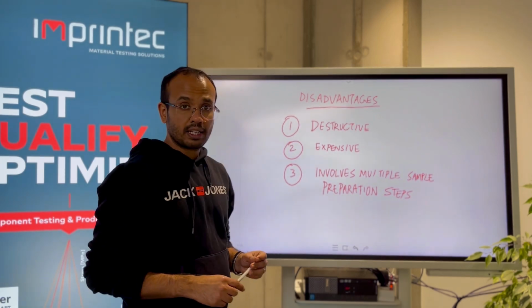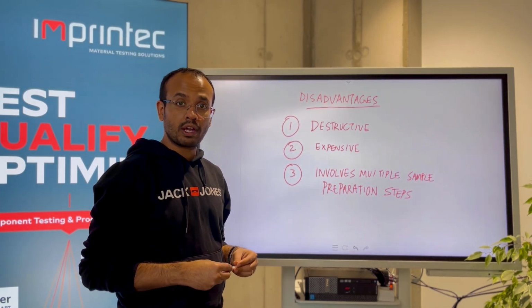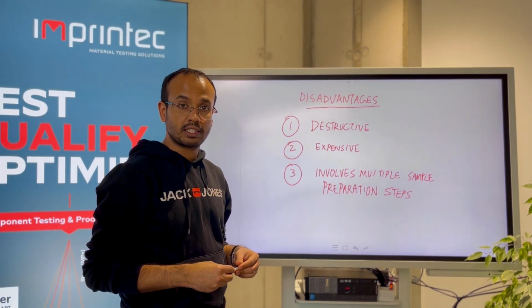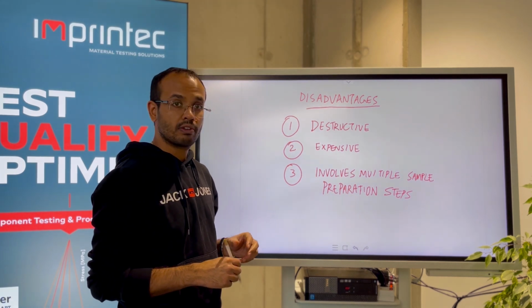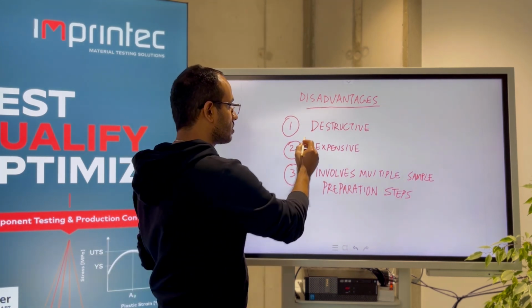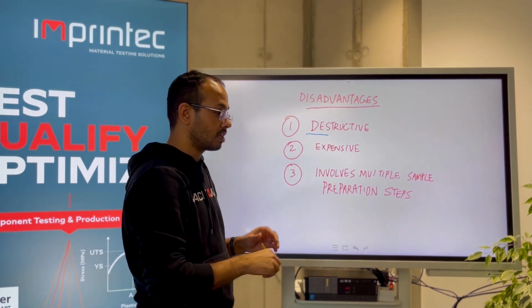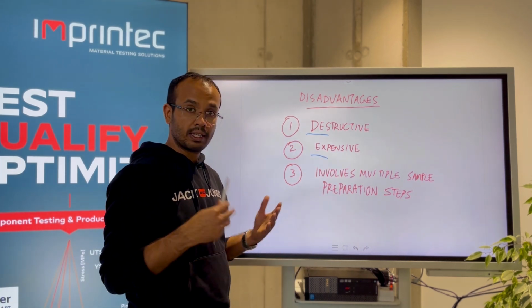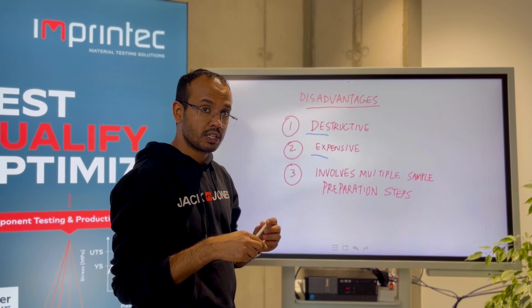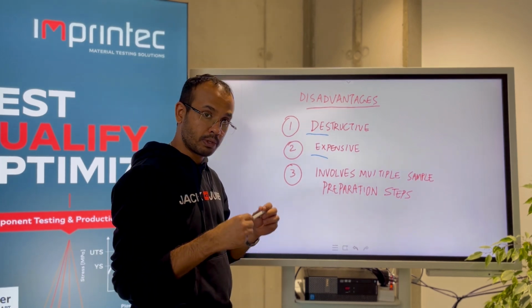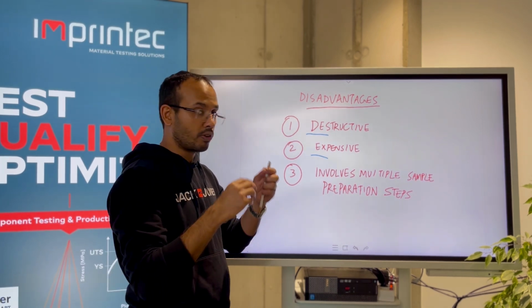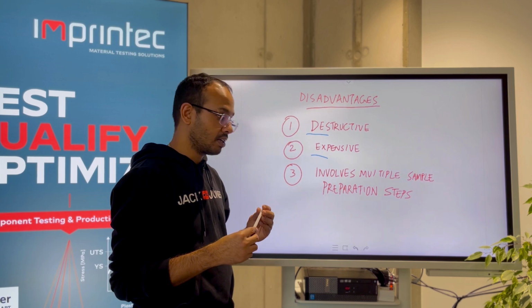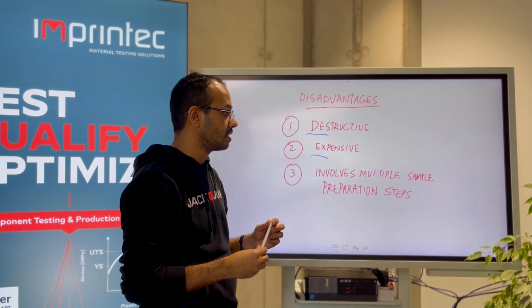Although this has been the conventional way of doing mechanical testing, it has certain disadvantages. First, it is destructive. Second, it's quite expensive. Thirdly, it involves many steps in sample preparation. For example, you have to cut it, you have to prepare it in a certain way with a certain length and thickness.